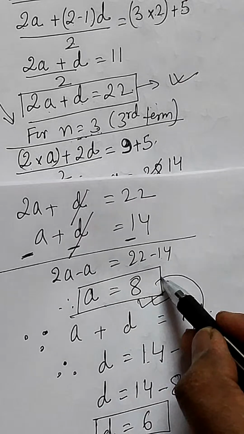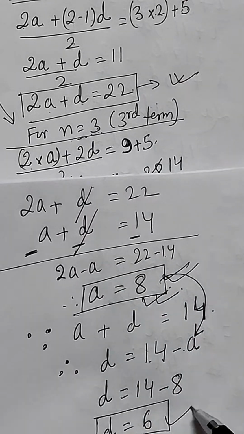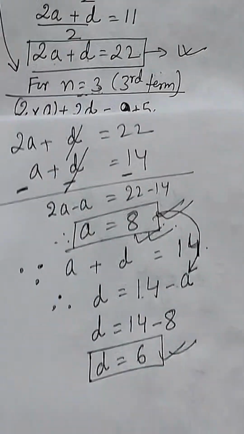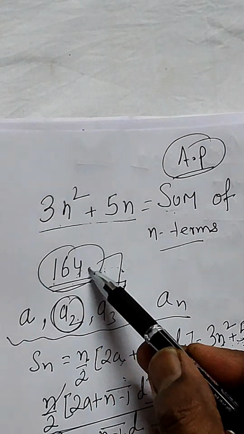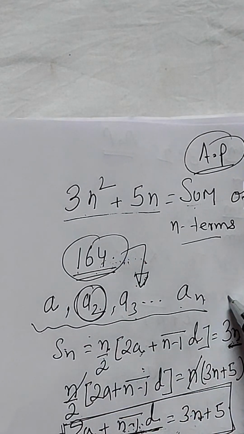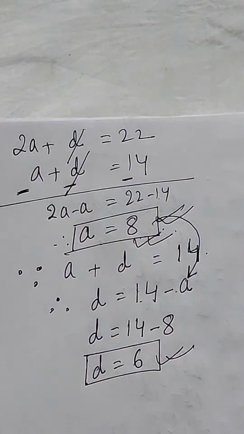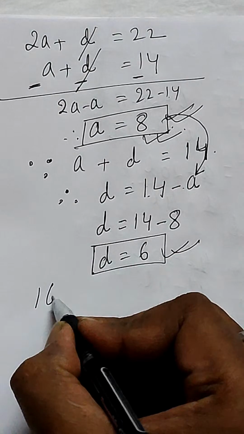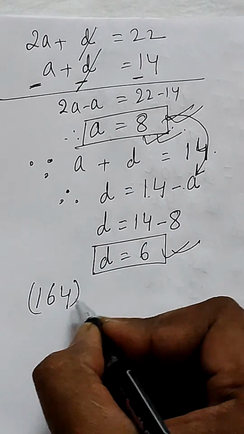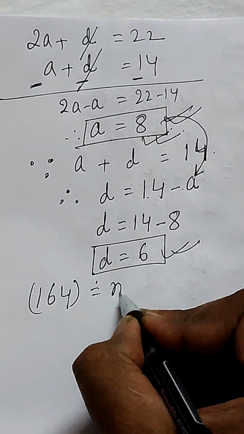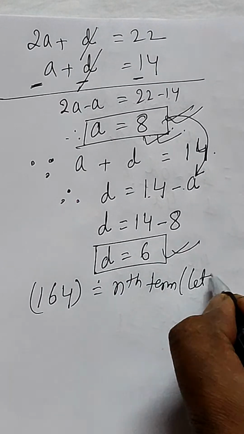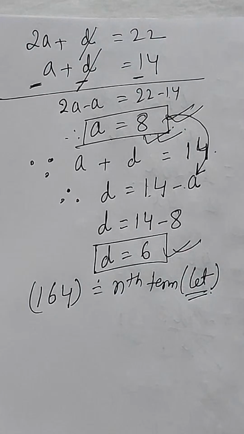So if you are knowing the value of a, if you are knowing the value of d, can't we calculate the nth term? Okay, it's given that 164 is lying at which place of this AP, right? So 164, let's say equal to nth term. Just let us assume it, right?